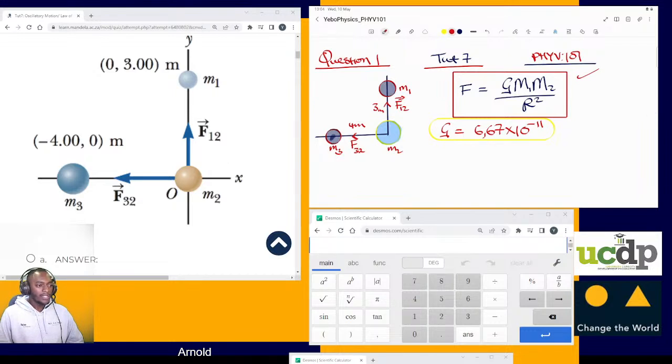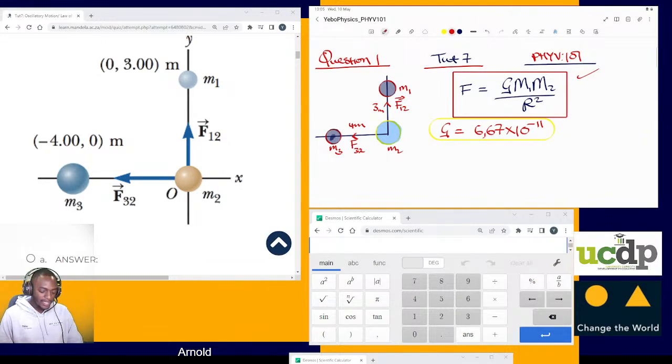So what else do we need? We then make M2 our reference. It becomes our reference position. And then we can calculate F1 on 2 and then calculate F3 on 2. Why on 2? Because that is our reference, because we've been told to calculate the resultant force due to these point masses on M2. So we're taking M2 as our reference.